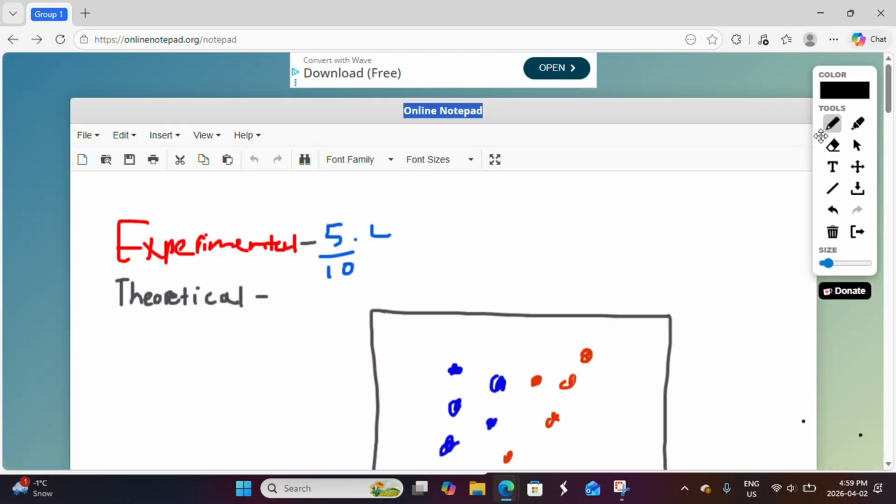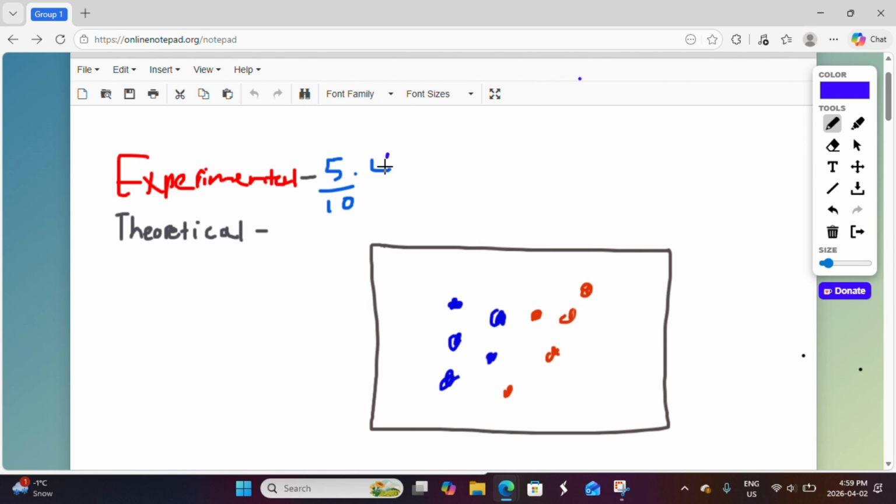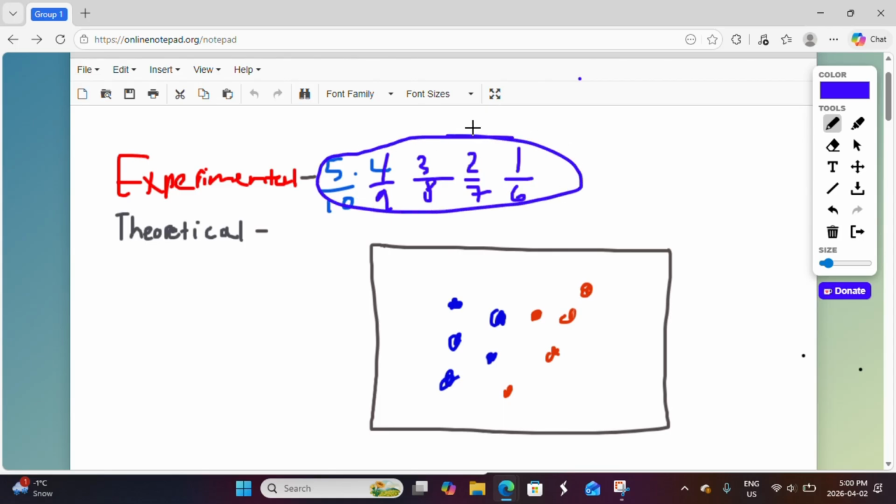But that's not actually the case, because you could just randomly pick out 5 blue ones in a row. It's not likely, but it could happen. It could very well happen. You could choose by random 5 blue ones in a row.